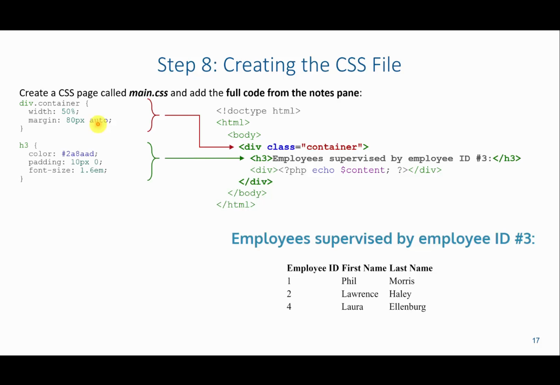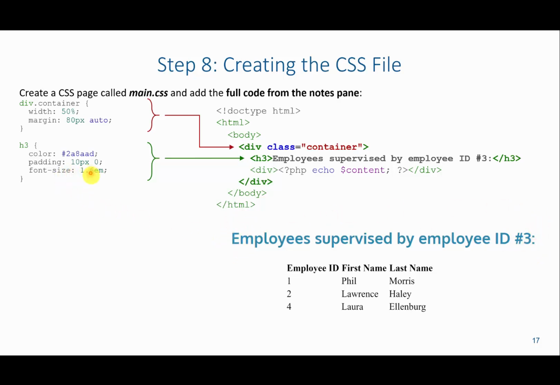Then H3, what we're doing here, color is going to define this particular blue color, as you can see here. We are going to make the padding 10 pixels. That basically means that the text here is going to have about 10 pixels of padding around the top and bottom, because that's the first value, and then no pixels on the left and right.